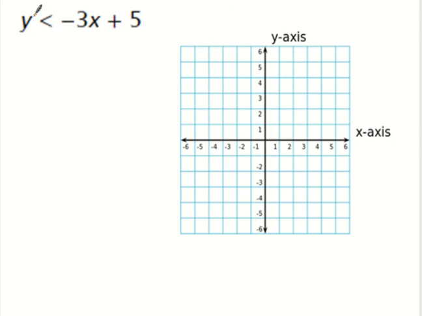Okay, try this one on your own. I believe this is the last one. Yeah, so try this one on your own, pause it, see how you do, graph the inequality, check your line, check your solution.